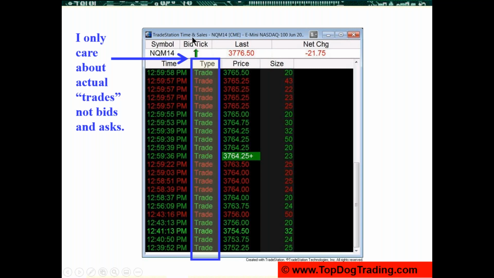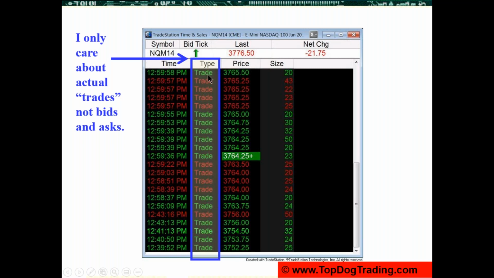And now here's what it does. It's kind of like an Excel spreadsheet, but it scrolls. You've got 4 columns here. The time, that's your timestamp. And then type, and then price, and then size. So at 12:59, actually 12:59 and 58 seconds, there was a trade.